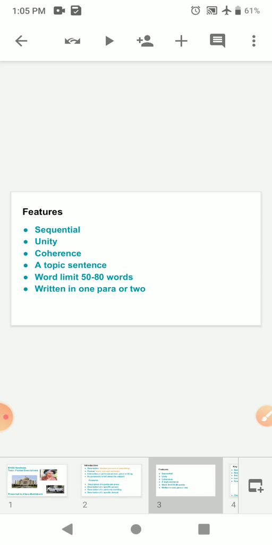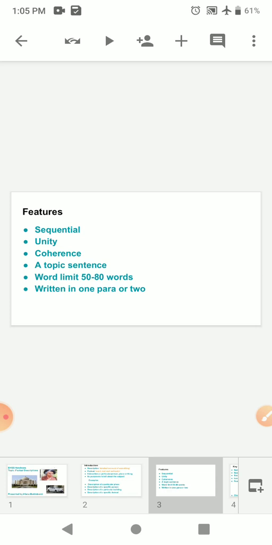Or for example, if you are asked to write a factual description of your friend, then you can begin with this great saying, a friend in need is a friend indeed. And then you will talk about your best friend, his qualities, talent he possesses, his likes and dislikes, etc., his physical appearance, whatever you feel he is like, you can write.